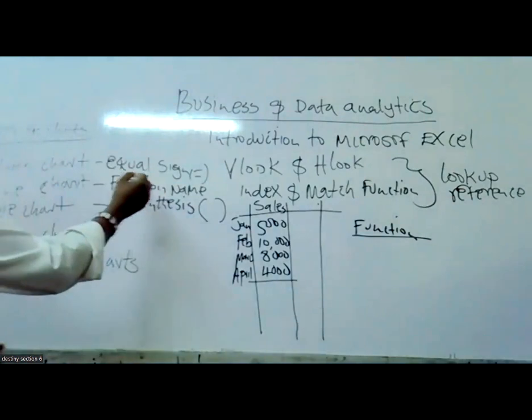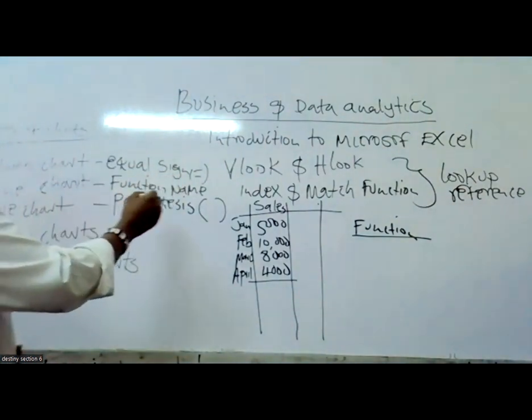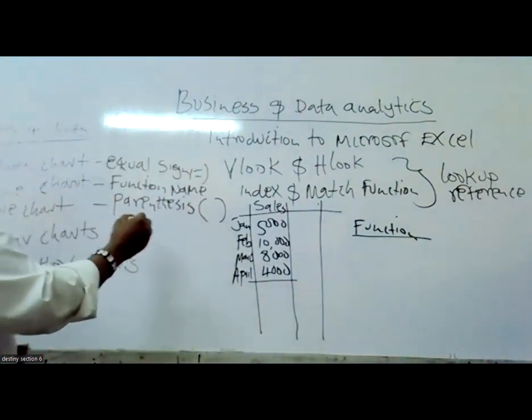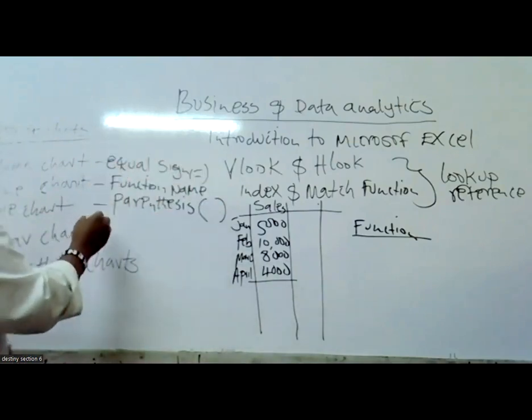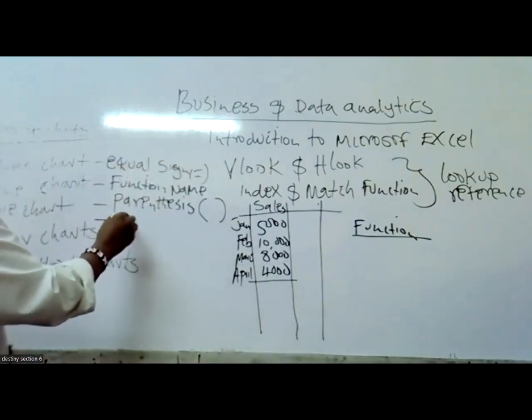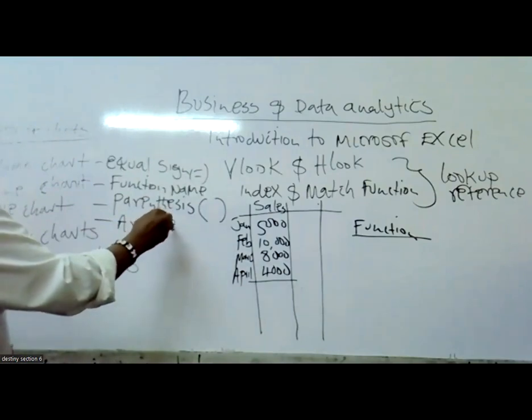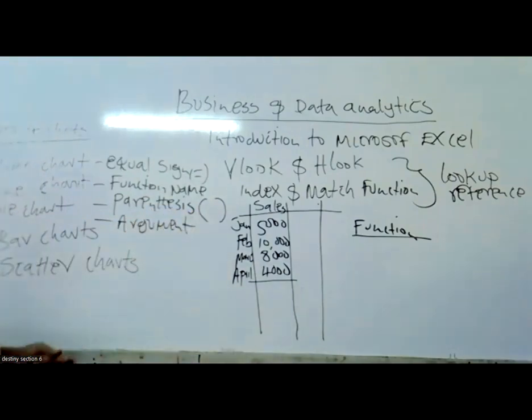One is the equal sign. Number 2 is the function name. Number 3 is the parenthesis. And then number 4 is the argument. And then the argument can be what?